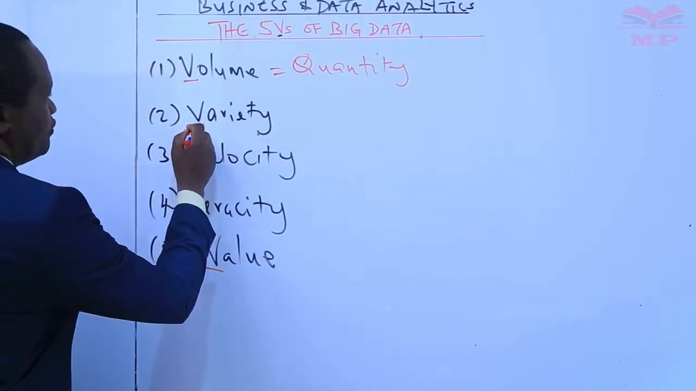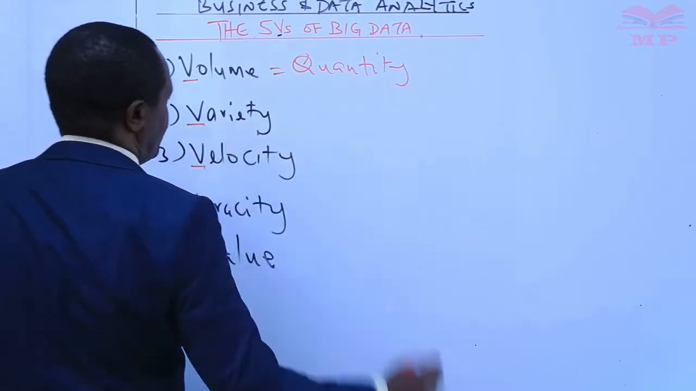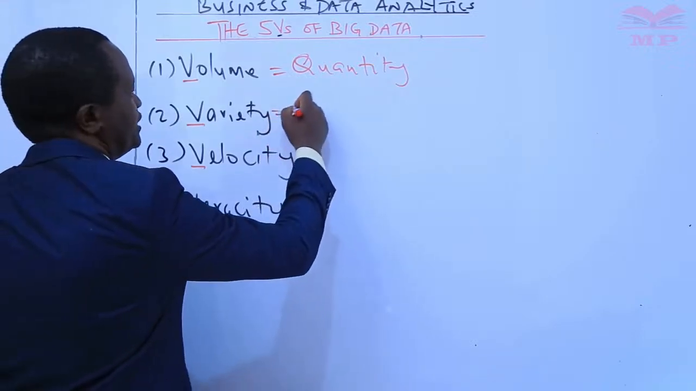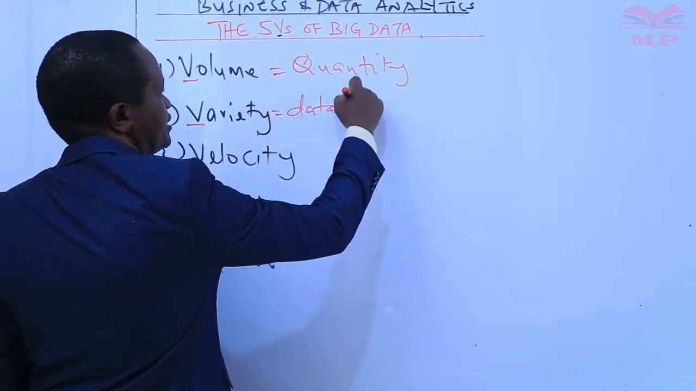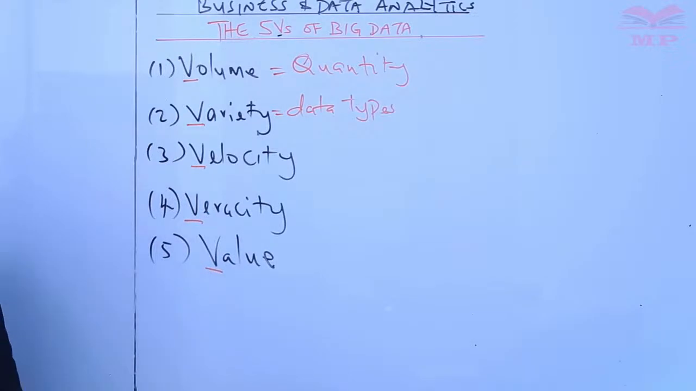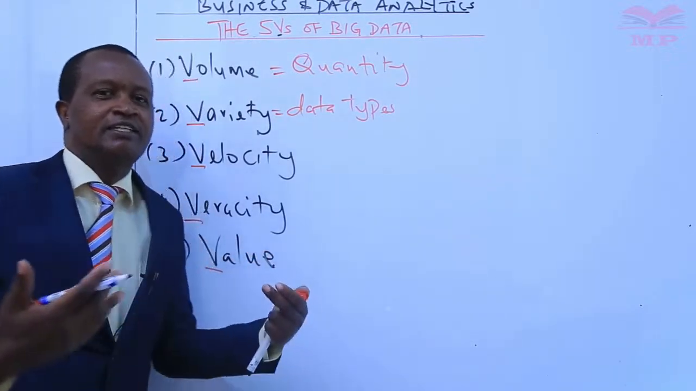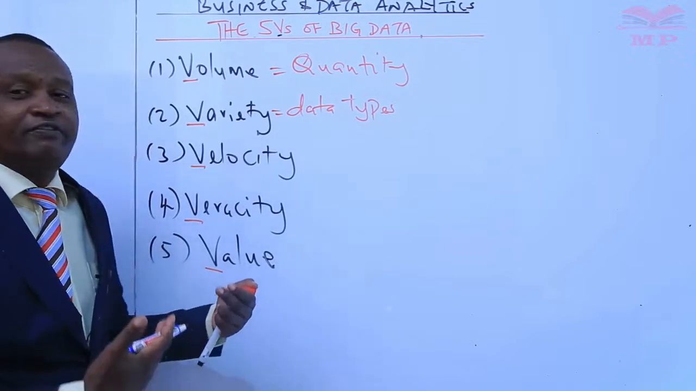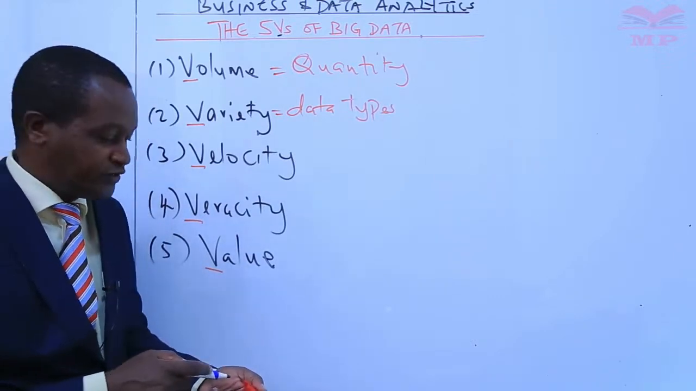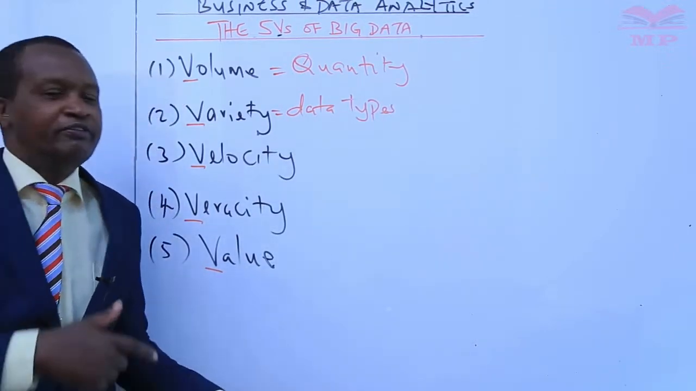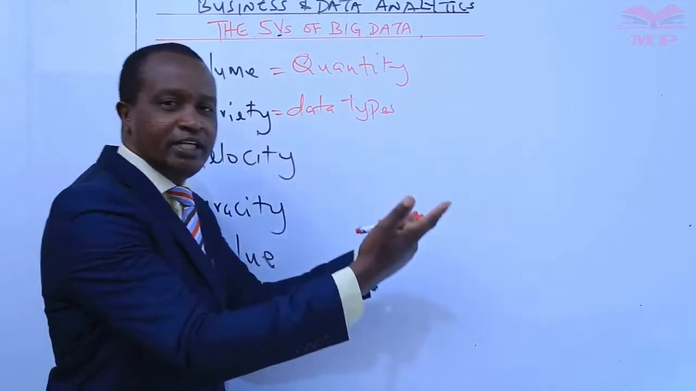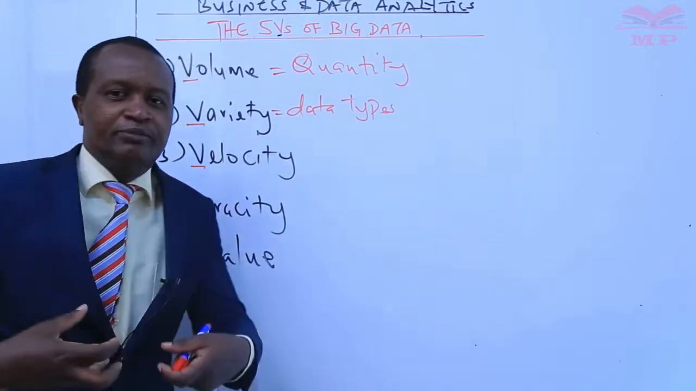Number 2, variety. Variety, on the other hand, refers to data types, because we have diverse types of data. An organization may obtain data from a number of different data sources, which may vary in value. Data can be obtained from outside an enterprise, or from within the enterprise.